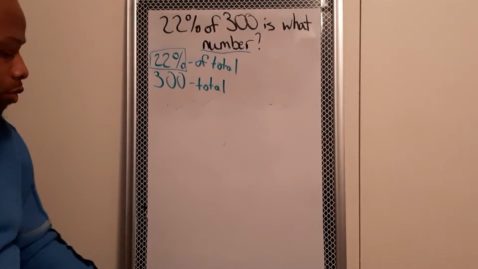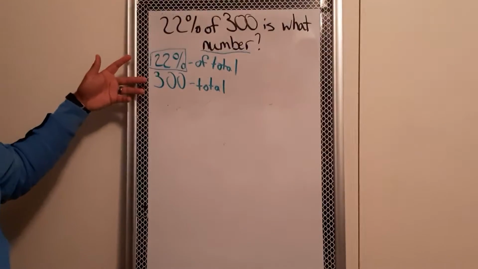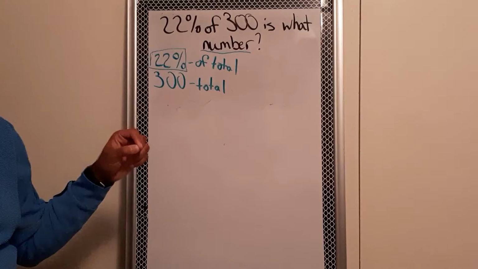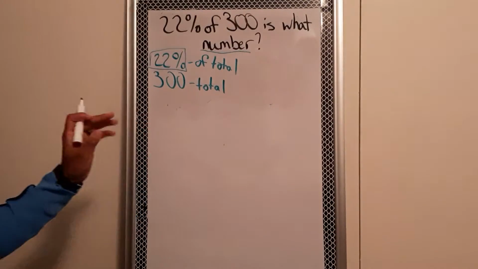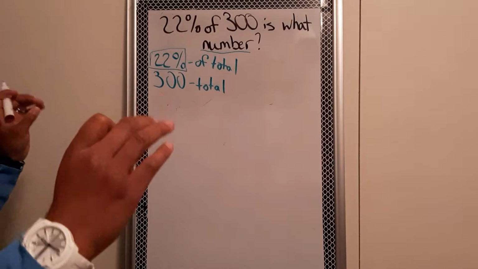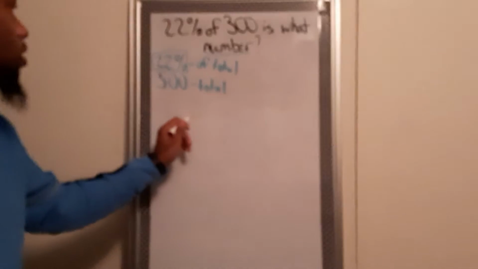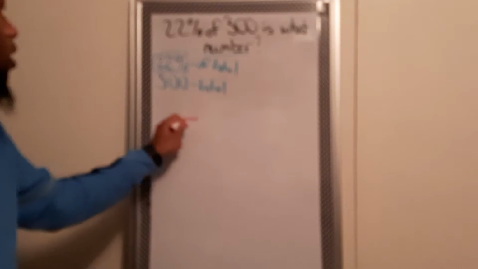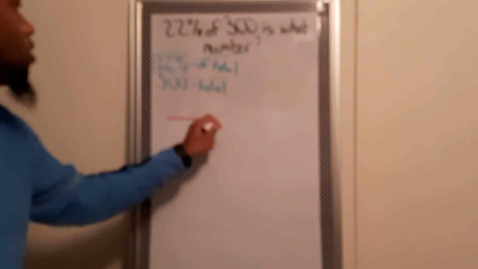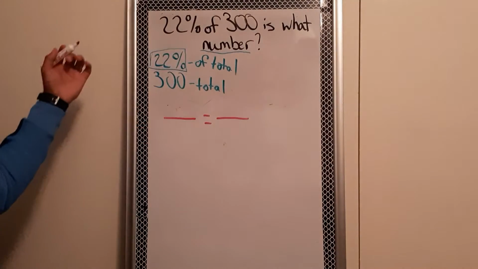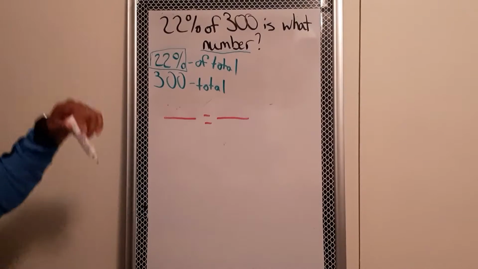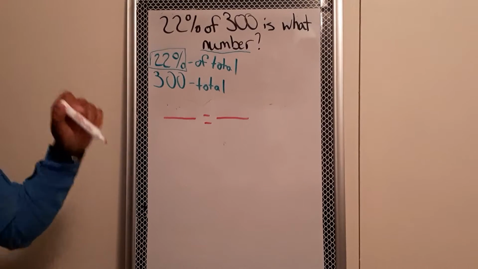So we set up our proportion with what we know so that we can find what we need to know. Our proportion again is just two fractions set side by side equal to each other. And we are going to find equivalent proportions. So we ask ourselves, is 22% the part or is it the whole?